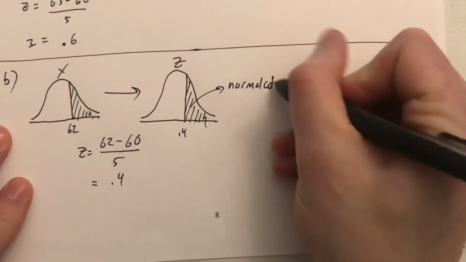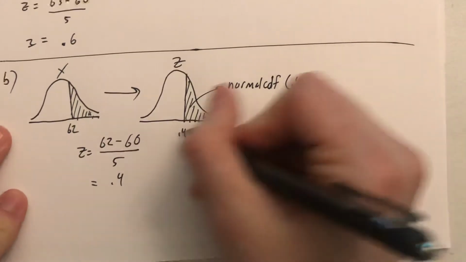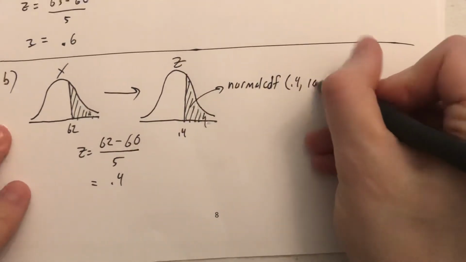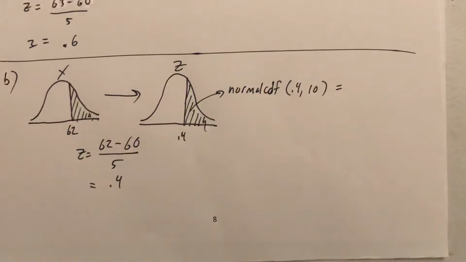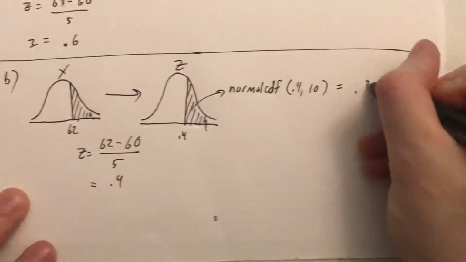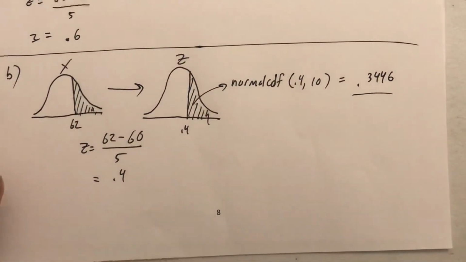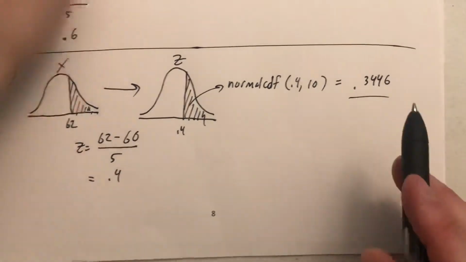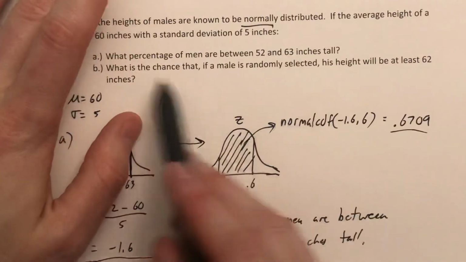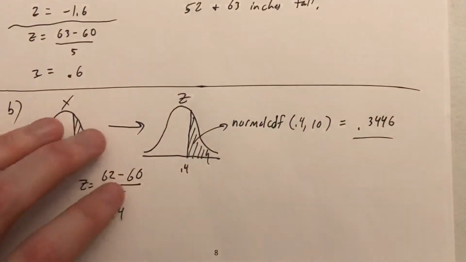we can use normal CDF, and we can start at 0.4, continue to the right forever, so something like a positive 10, and then we can see what we get for the normal CDF there. Coming out to be 0.3446 if I round. And so interpreting that number as they phrased it, the probability of a male being selected in that range.